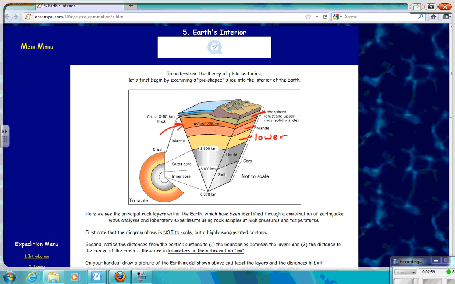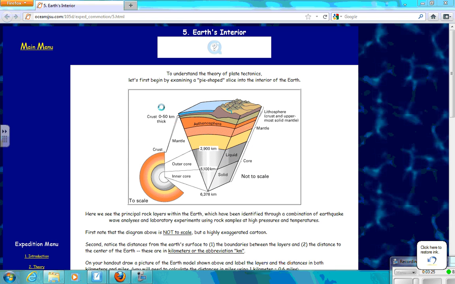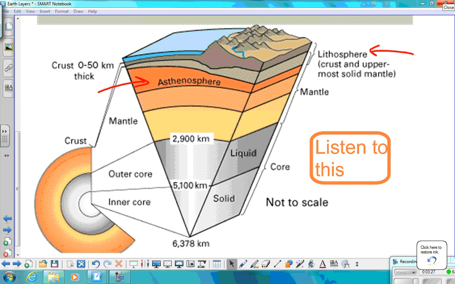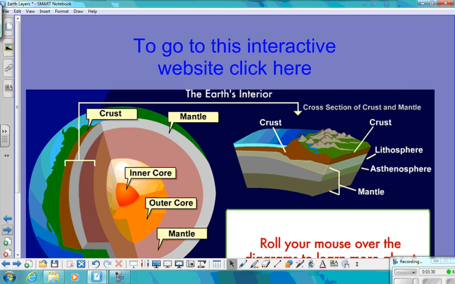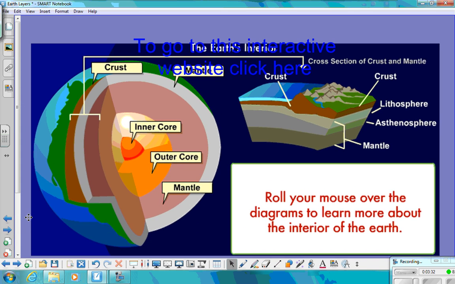And then we have the outer core, and then the inner core. What do you notice about the difference between the outer core and the inner core? Well, the outer core is liquid, the inner core is solid metal. Hot, very hot metal. Okay, so we'll go back here. We have another website we're going to take a look at.